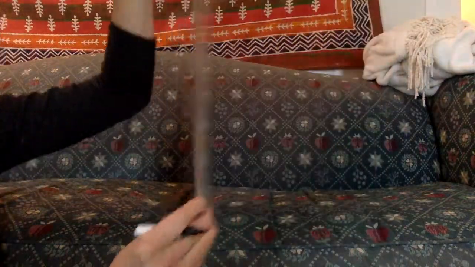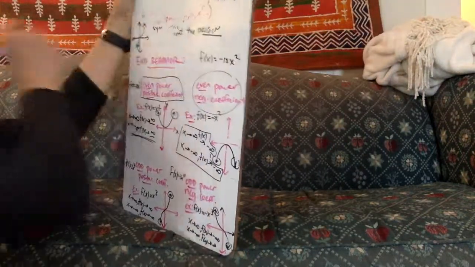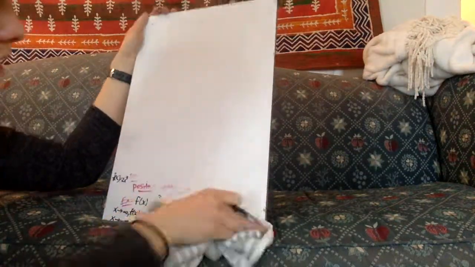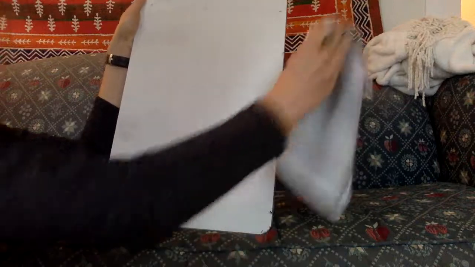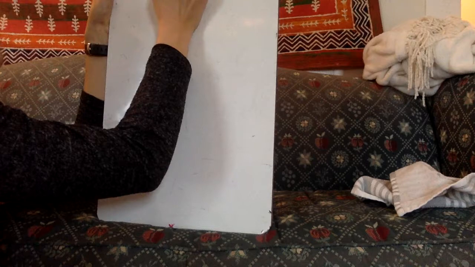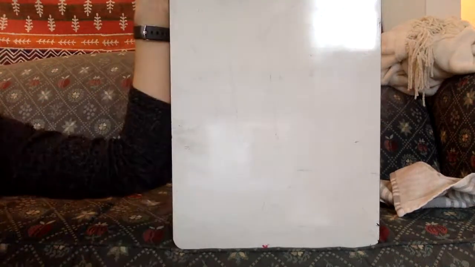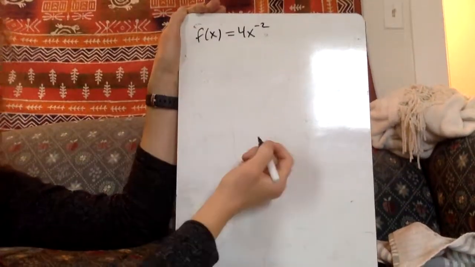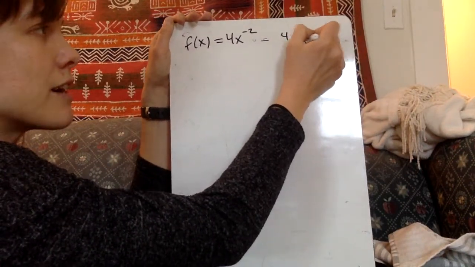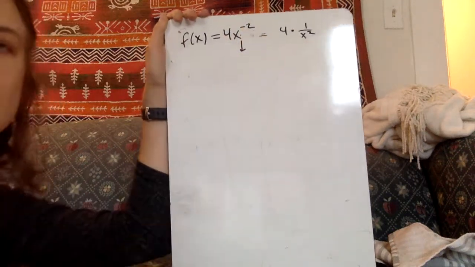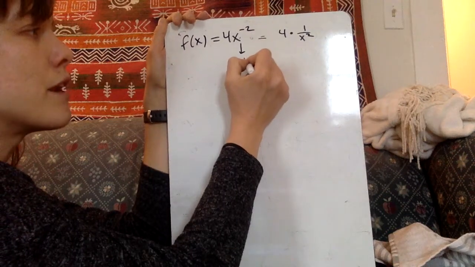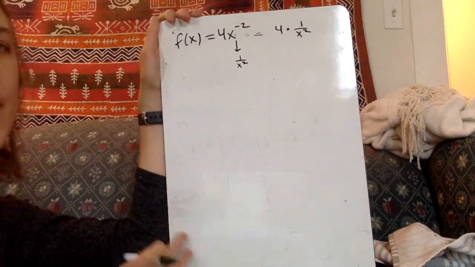And so the first function that you're going to be looking at is f of x equals 4x to the -2. And remember that this is the same as 4 times 1 over x squared, because x to the negative 2, using my negative exponent rule, is the reciprocal of x squared. So it's 1 over x squared.